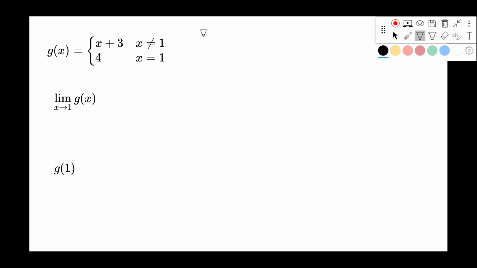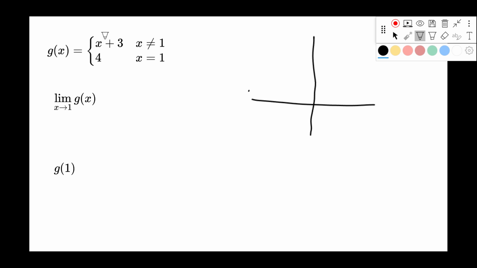Okay? All right, let's try this one real quick. g of x is equal to the piecewise function x plus 1 if x is not 1, and 4 if x is 1. Okay, so let's calculate the limit, and then we will also, well, let's take a look at the graph first. I think that might be easier for you folks to see if we look at the graph.